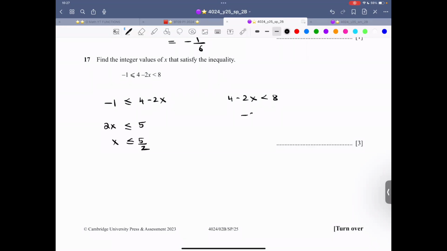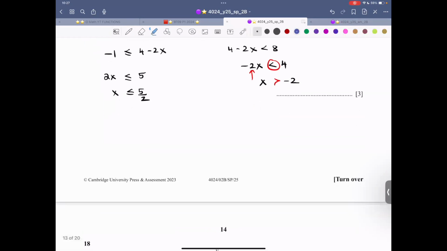Over here, minus 2x is less than 8 minus 4, which is 4. And now the inequality will flip because the coefficient is negative. It doesn't make a difference whether the other side is positive or negative, but over here the inequality will flip. So therefore, x is greater than 4 over minus 2, which is minus 2.